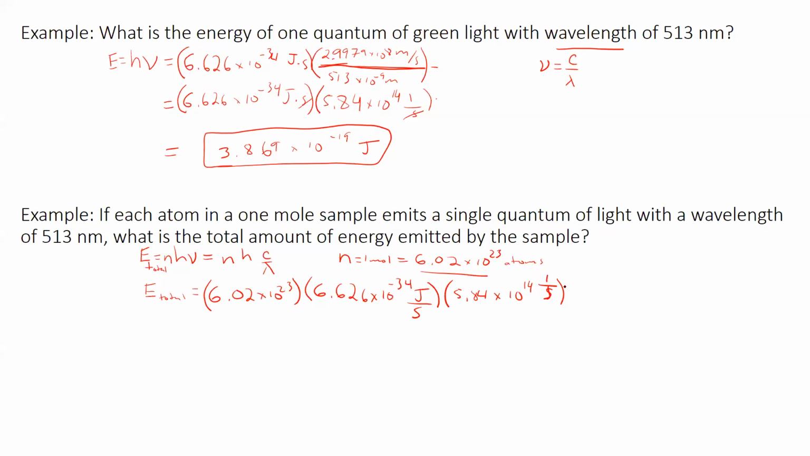Okay, and so if you just do that quick calculation, you could see that 1 mole of that green light would have 2.26 times 10 to the minus 4 joules of energy to it. And so again, relatively simple calculations. You're using a couple of simple equations.